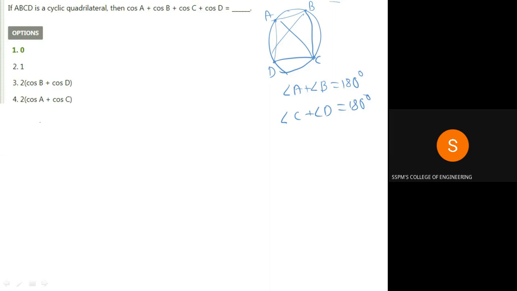So according to that property, A plus C is equal to 180. That means C is equal to 180 minus A. In similar way, we can say B plus D is equal to what? 180 degree. So D is equal to 180 degree minus B. So C is equal to 180 minus A, and D is equal to 180 minus B. So what we can write?